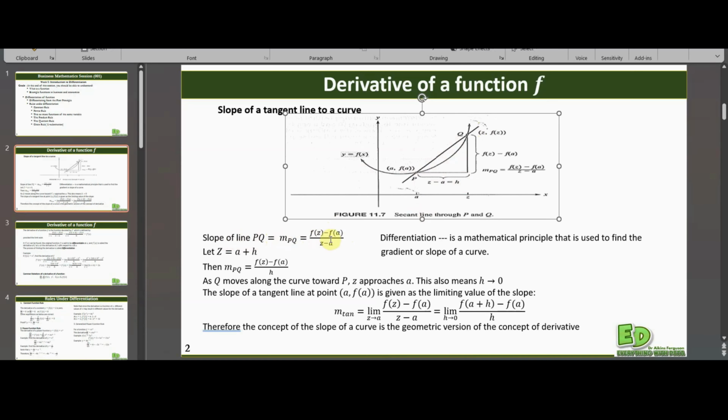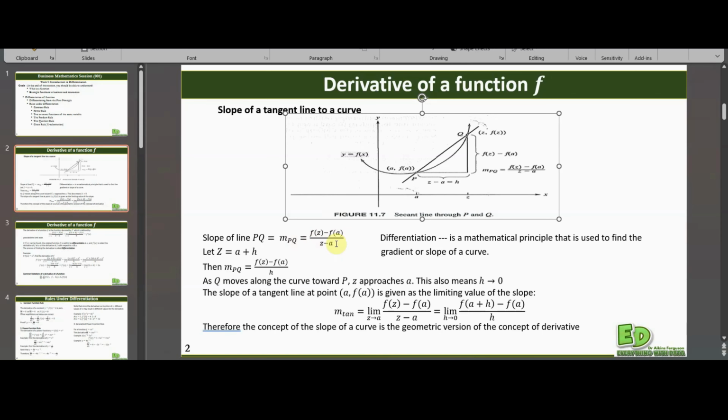This formula is the same as change in y over change in x, where the change in y is y2 minus y1, over the change in x, which is x2 minus x1. Here, y2 is f of z, and y1 is f of a, all over x2, which is z, and then x1 is what?